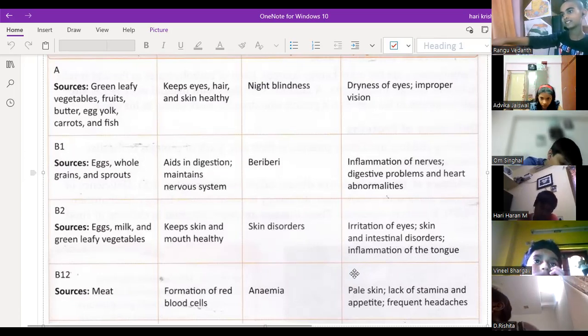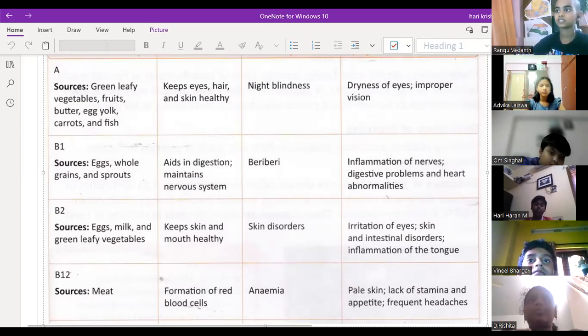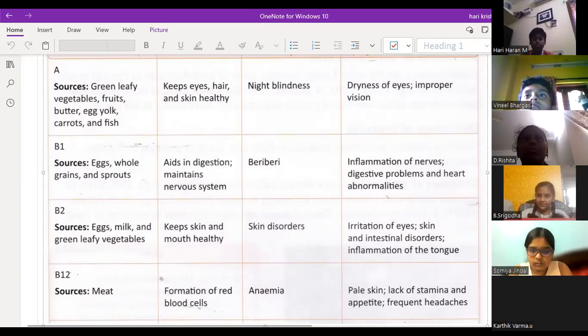Okay. Anybody knows the answer? Srigoda, what is the answer? What is the importance of red blood cells in the human body?